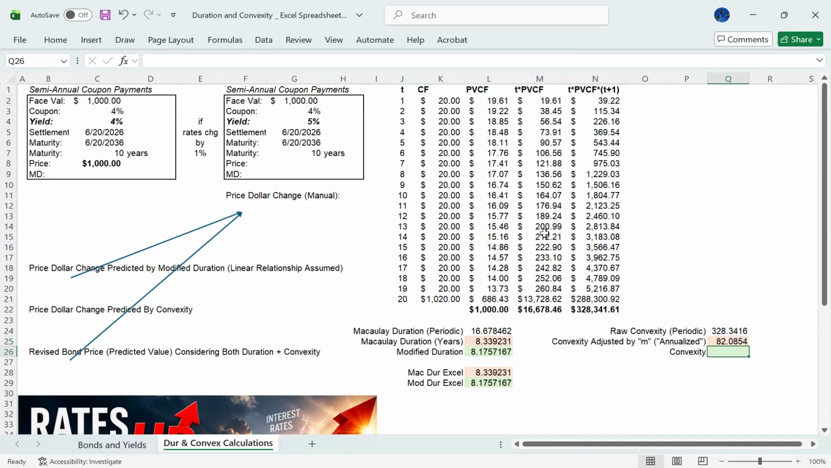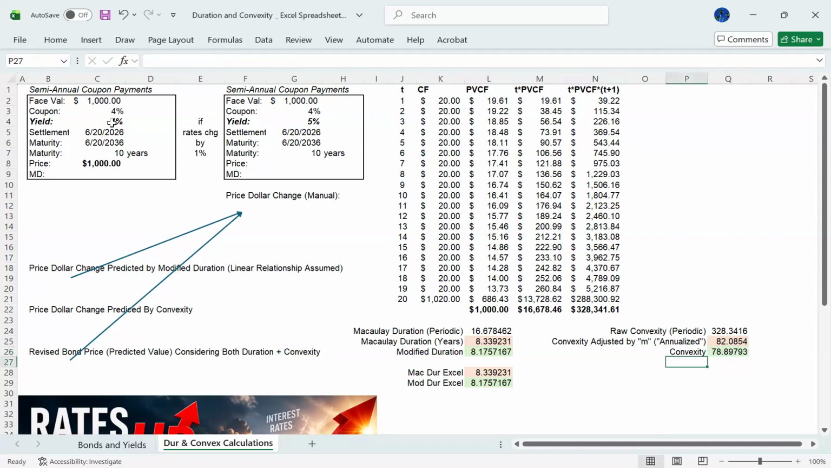And finally, the convexity itself. We are following almost the same steps, but instead of dividing by 2, here we're dividing by 2 squared, so by 4. And for convexity, instead of dividing by 1 plus y, we're going to divide by 1 plus y squared. So we will take this divided by 1 plus this yield divided by 2, squared. And now that is the convexity measure.